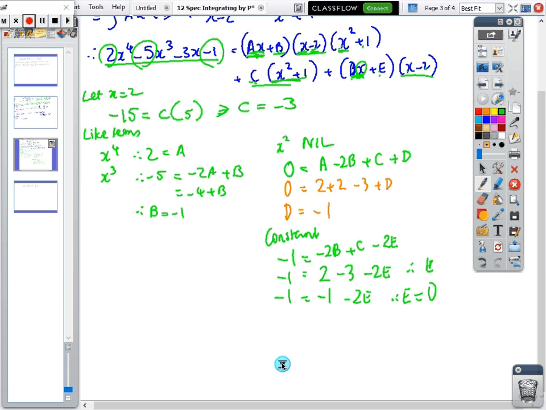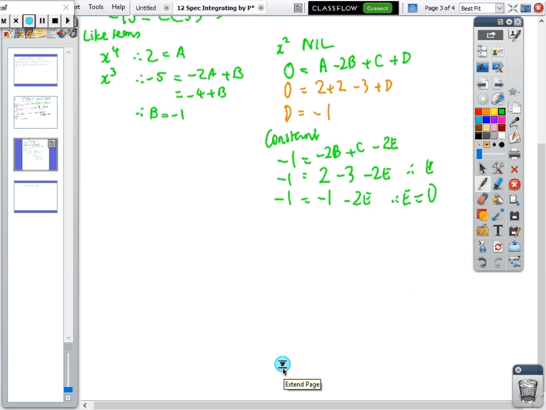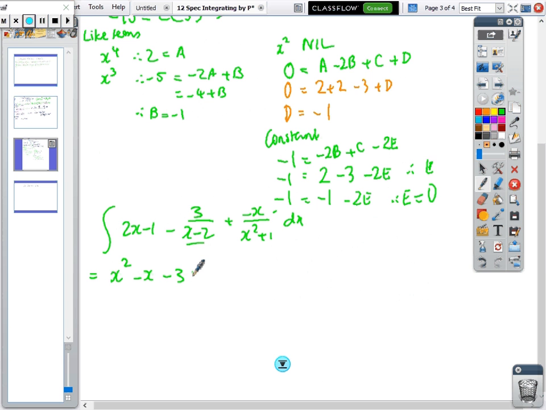And so our final answer, we've got the integral of 2x minus 1 minus 3 over x minus 2 plus minus x over x squared plus 1, because e was 0, dx. So 2x is just x squared, minus 1 is x, next one is log, and the derivative is 2x, so we have a multiple, so we have minus a half log of x squared plus 1 plus c. Okay, and I think that might be the last one.